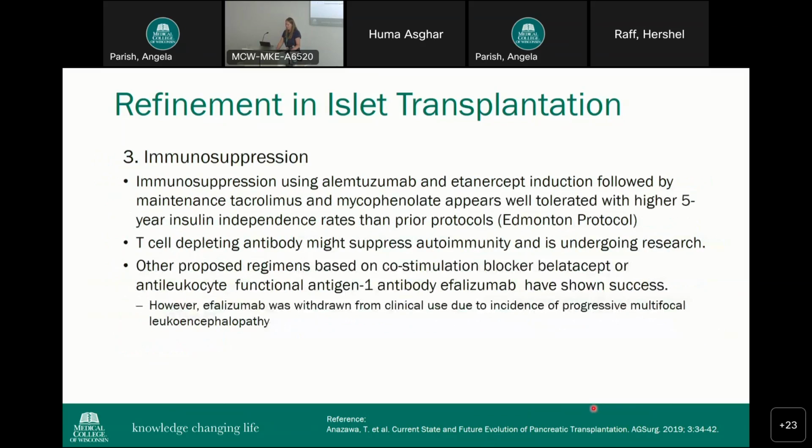And lastly, just briefly on immunosuppression, I know this really wouldn't apply to most of us, but it really has been immunosuppression leading to the improvement of islet cell transplantation, with Interocept and alemtuzumab, as well as maintenance with tacrolimus and mycophenolate, as well as T-cell depleting antibody that could suppress autoimmunity, which is still undergoing research. Also, one new thing in immunosuppression is using microencapsulation to decrease our need for immunosuppression.